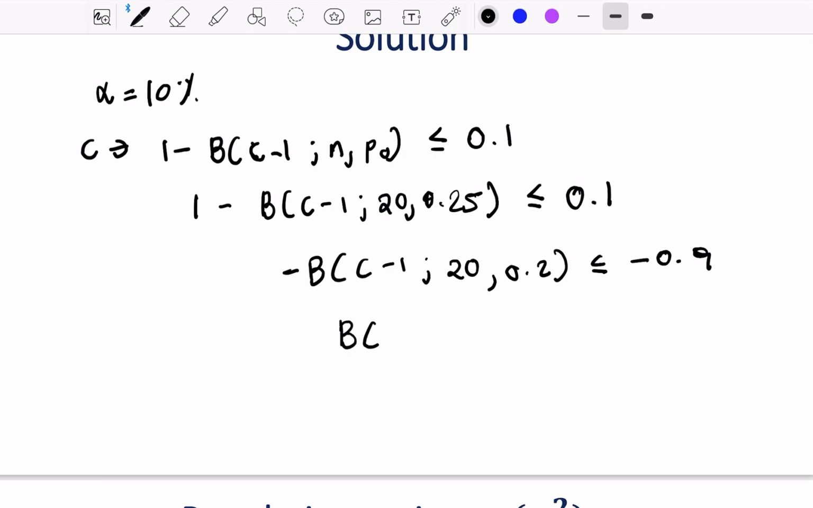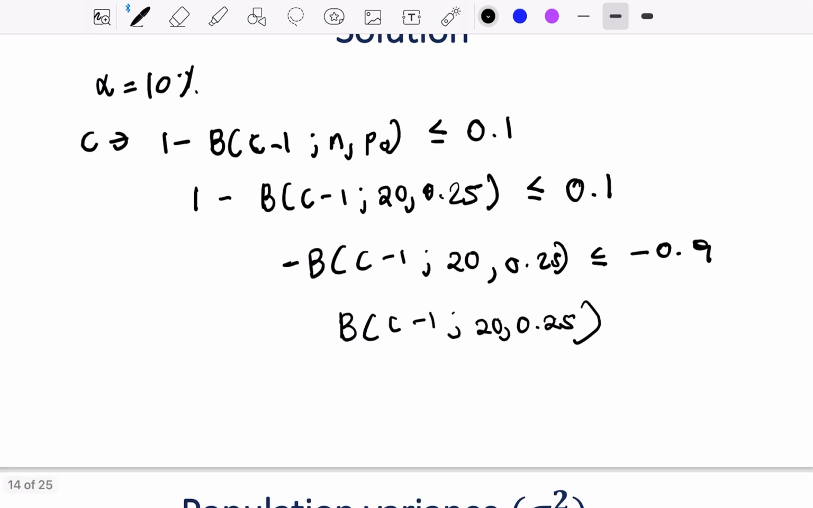That means you'll be left with B, C minus 1 of 20 and 0.25, must be, because you divide by a negative, the sign will change. It will become greater or equal to 0.9. So now you have to go to your binomial tables to look for what value satisfies that. And remember, that means that c minus 1 will be equal to the value that we get from the table, and then we can actually calculate what c is.